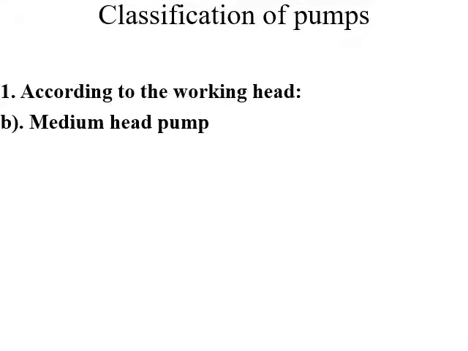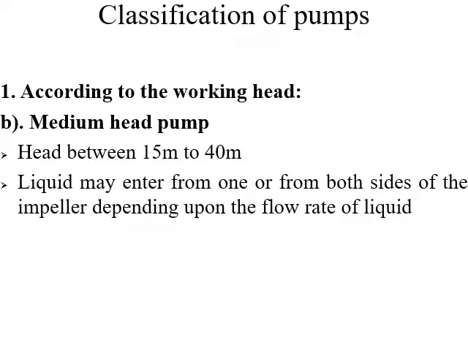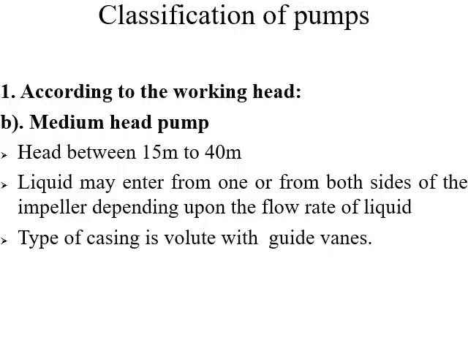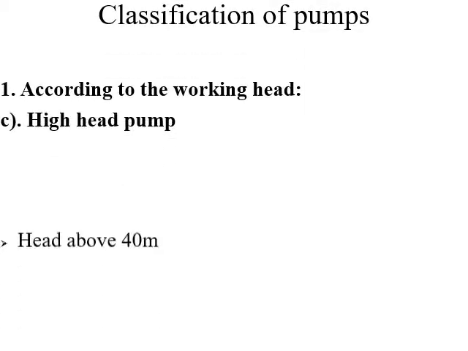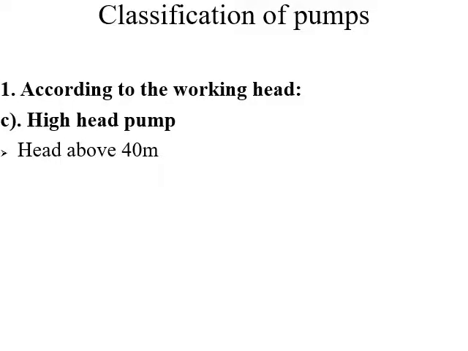The second classification based on working head is the medium head pump. The head ranges from 15 meter to 40 meter. The liquid may enter from one or from both sides of the impeller depending upon the flow rate of the liquid. The type of casing is a volute with guide vanes. Next, high head pumps. Here the head is above 40 meter.